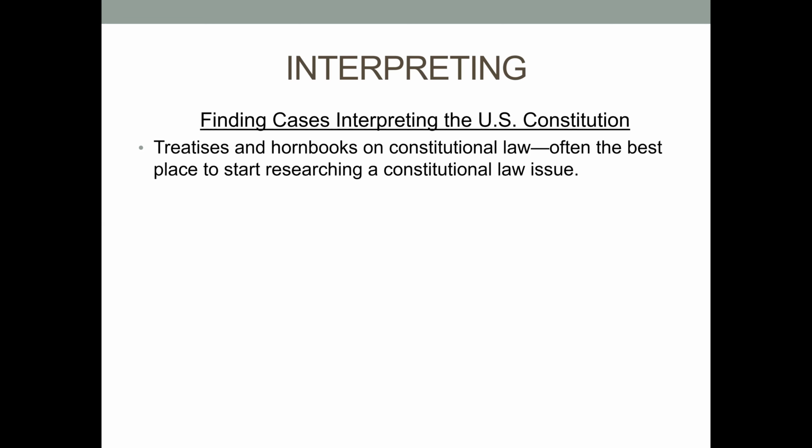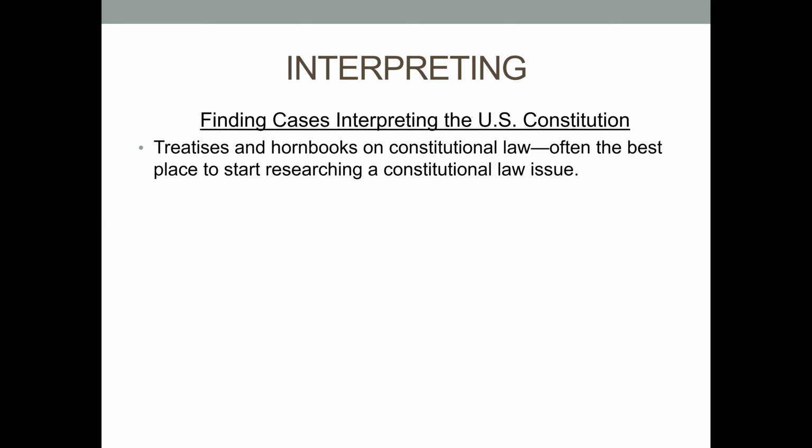A hornbook is usually a one-volume, less scholarly work, but does have a tendency to be helpful in that it simply summarizes basic principles of constitutional law. And so sometimes these can be the best place to start. If you have access to one, there are certain treatises that are available on Westlaw or Lexis, or if you're in a law library, most likely you'll have at least one of them. So this sometimes is a good place to start.